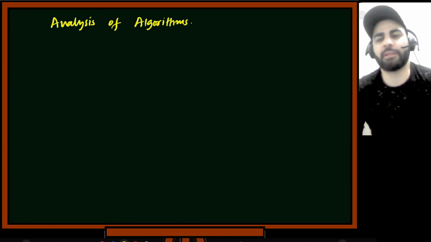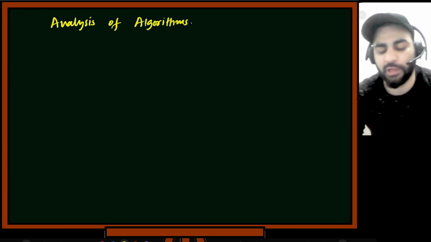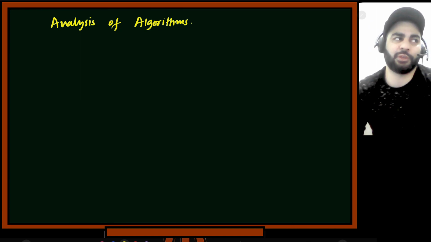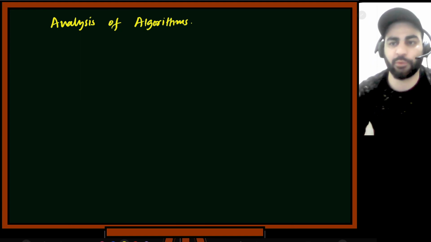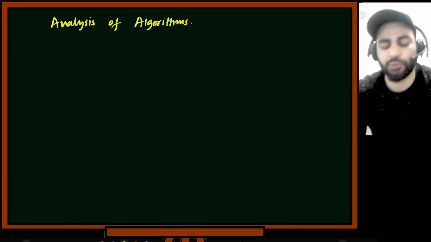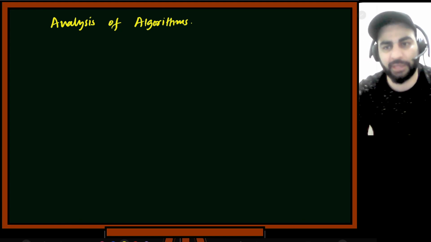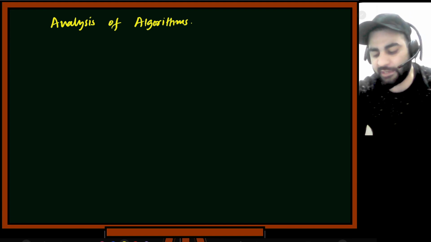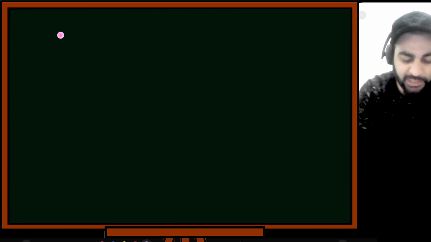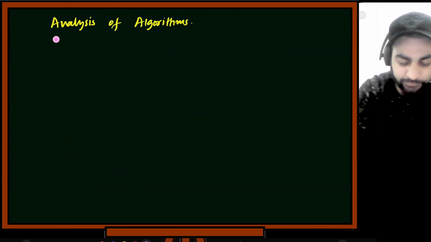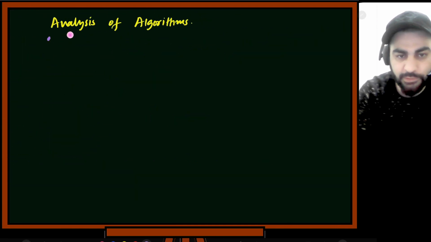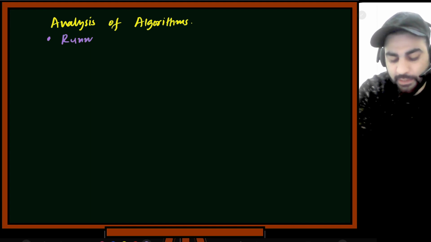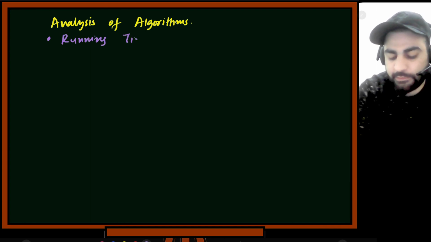If you remember in the previous session also, I told you, if you have to see which algorithm is better, how to compute this efficiency, you have to quantify this thing. You have to have a metric. And for that we should analyze the algorithm. The first analysis that we'll do is the running time analysis.